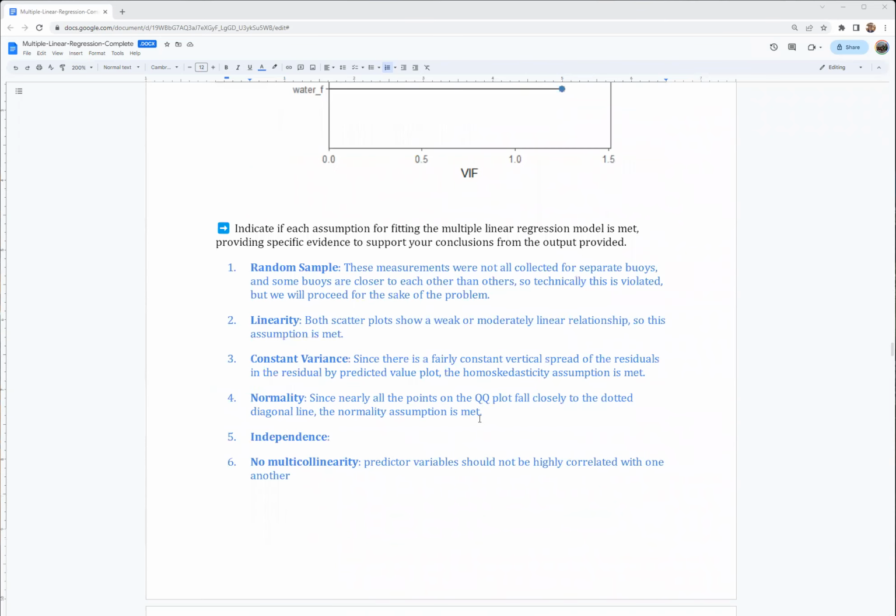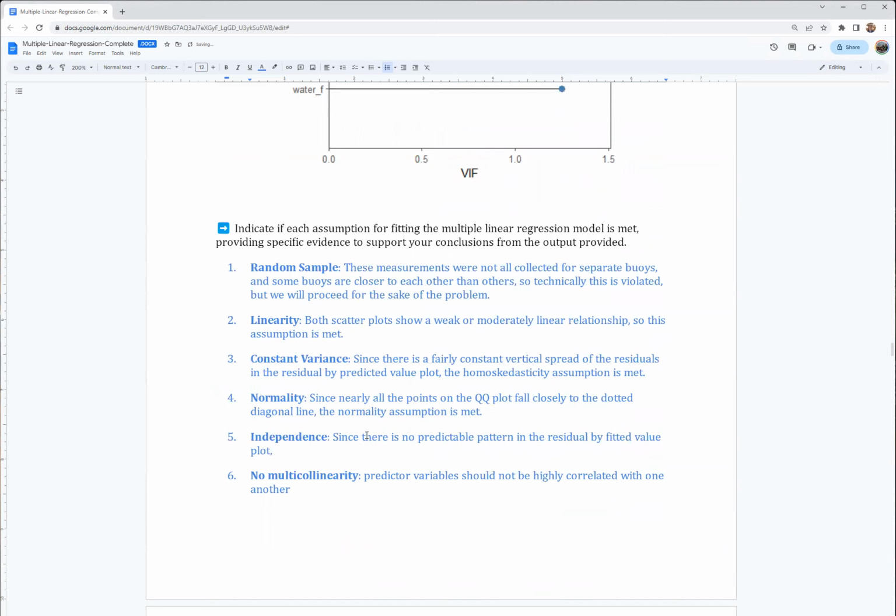So we'll say, since there is no predictable pattern in the residual by fitted value plot, the independent errors assumption is met.